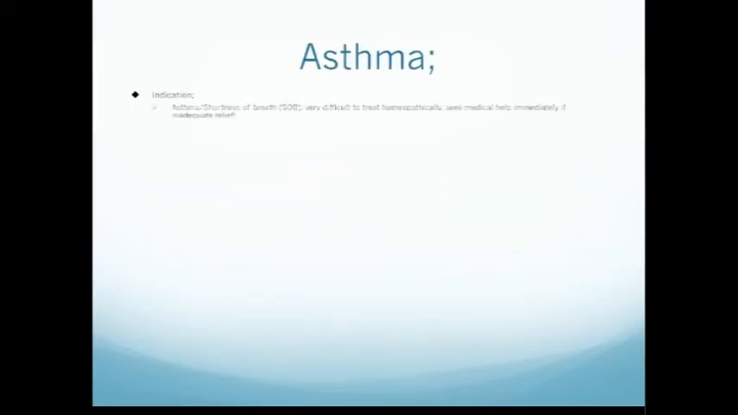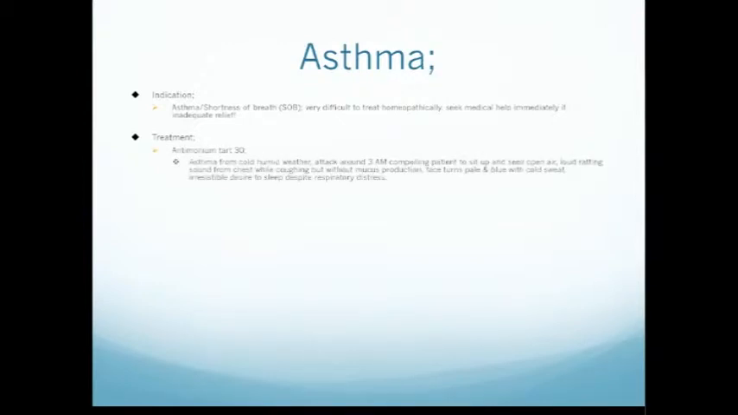Asthma. Asthma is a difficult condition to treat homeopathically. There will be shortness of breath. Seek medical help immediately if there's inadequate relief. The first remedy we'll start with will be Antimonium tart 30. This is for asthma with cold, humid weather. Typically, the attacks will occur around 3 a.m., compelling the patient to sit up and seek open air. There will be a loud rattling sound from the chest while coughing, but without mucus production.